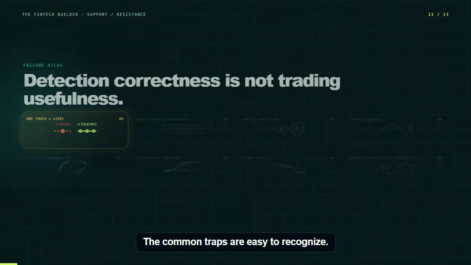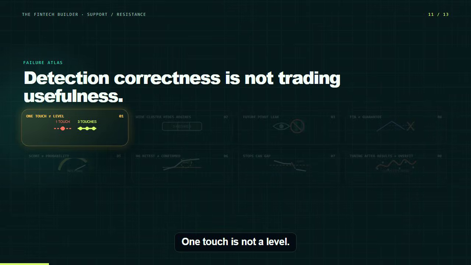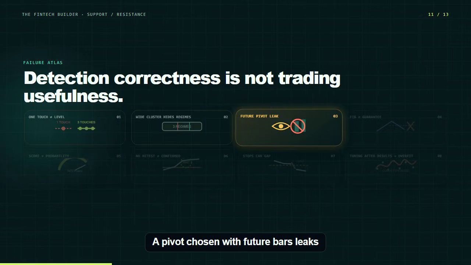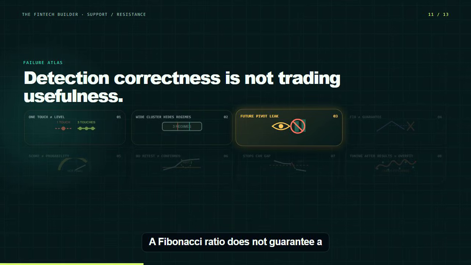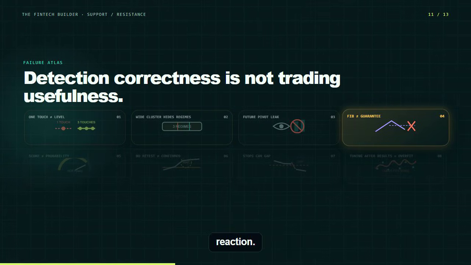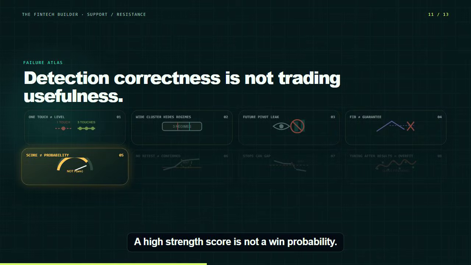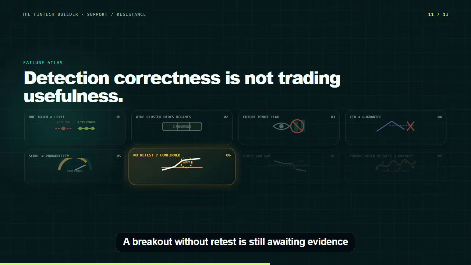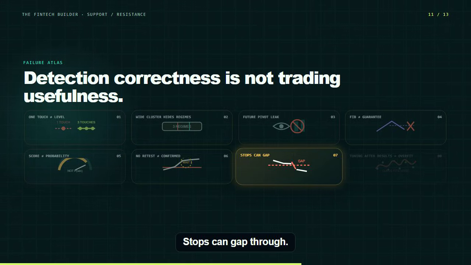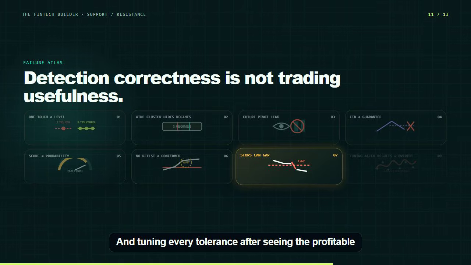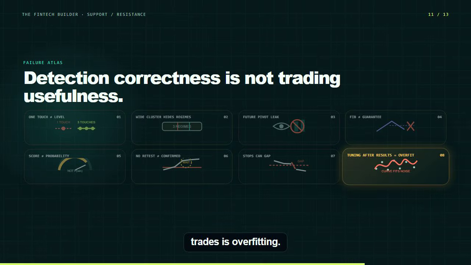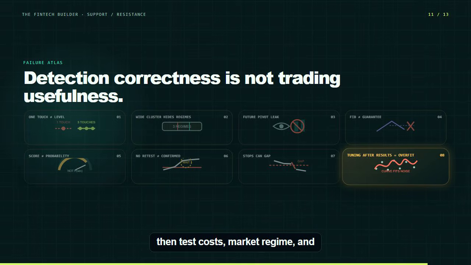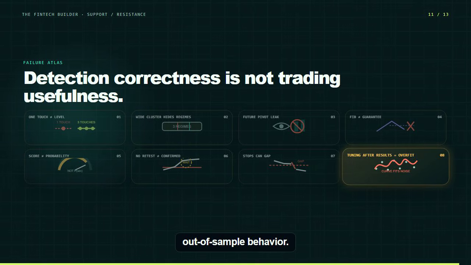The common traps are easy to recognize. One touch is not a level. A wide cluster may hide several regimes. A pivot chosen with future bars leaks information. A Fibonacci ratio does not guarantee a reaction. A high strength score is not a win probability. A breakout without retest is still awaiting evidence under this convention. Stops can gap through, and tuning every tolerance after seeing the profitable trades is overfitting. Validate detection separately from trading usefulness, then test costs, market regime, and out of sample behavior.